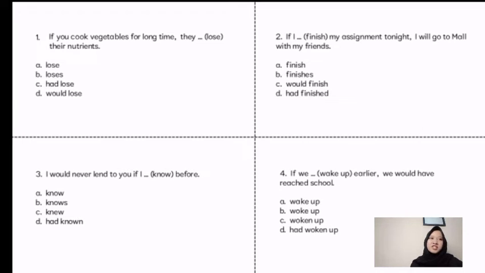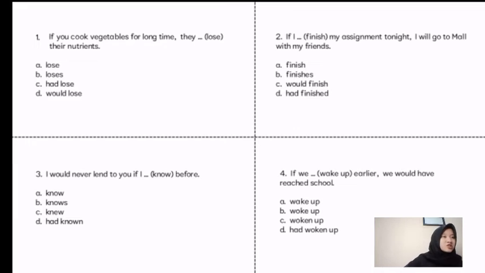The first question is, if you cook vegetables for a long time, they blah blah blah lose their nutrition. So what is your answer? Please just write down your answer in your notebook, and then we will correct them. I will give you 3 seconds for the answer. 1, 2, 3. Okay, what is your answer?